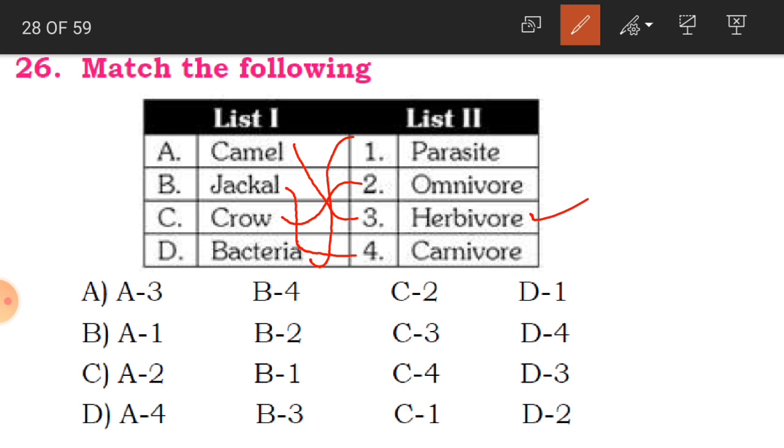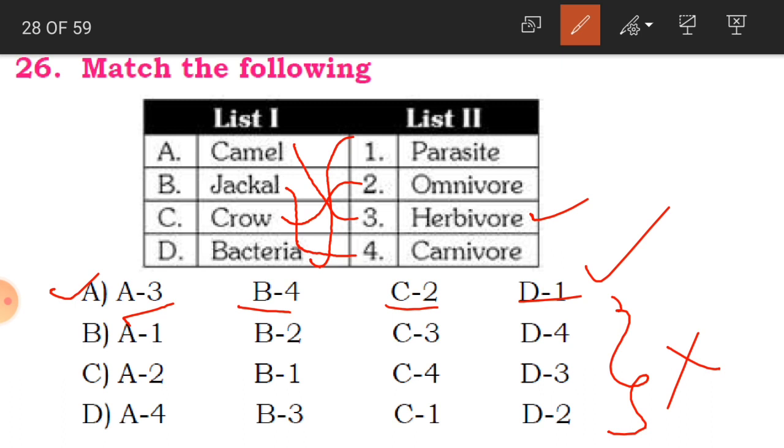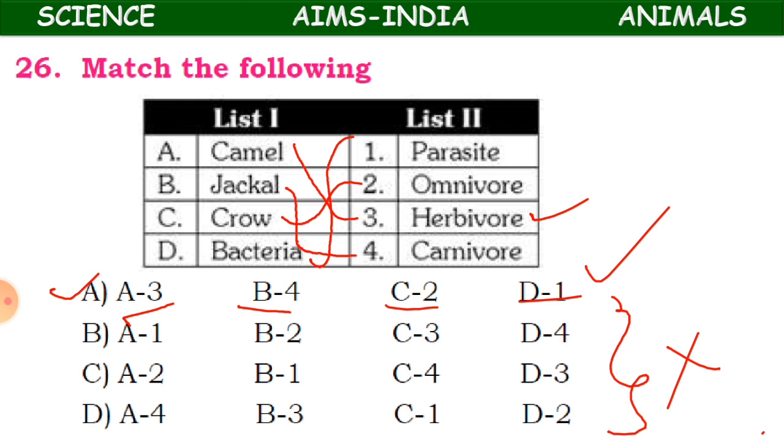And now our answer should be A3, B4, C2 and D1. So where do we have this answer? In the first option, that is A. A3, B4, C2 and D1. Whereas the rest of the options are wrong. So this is the correct one. Clear, children? Yes. Now we'll go to the other question.